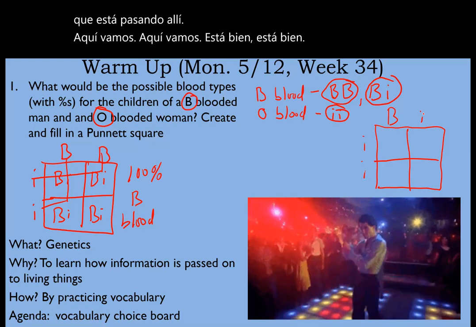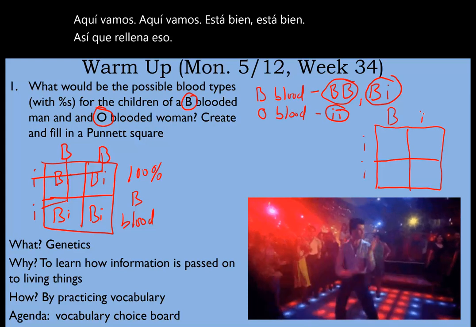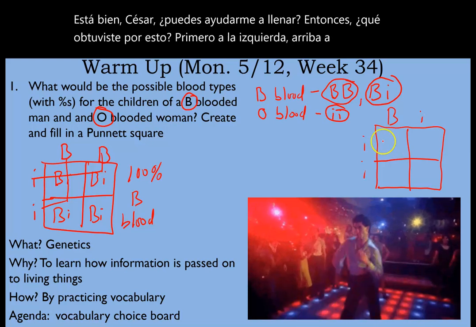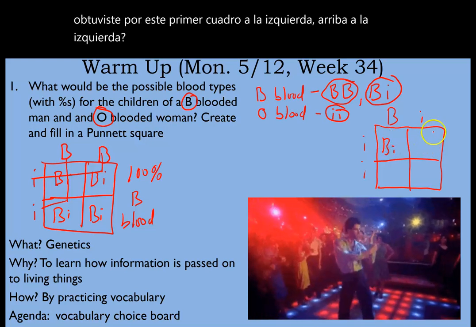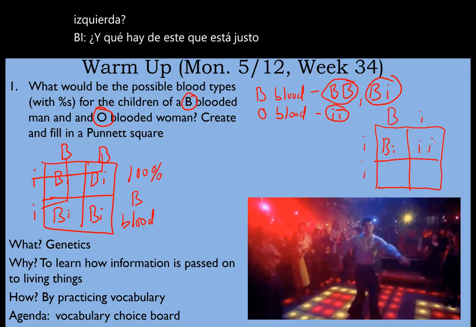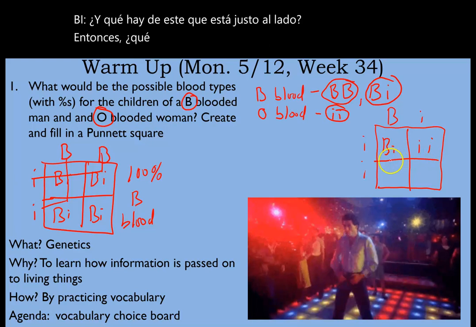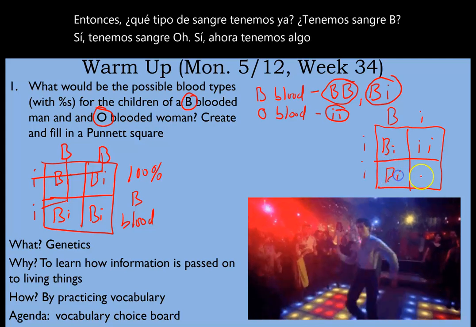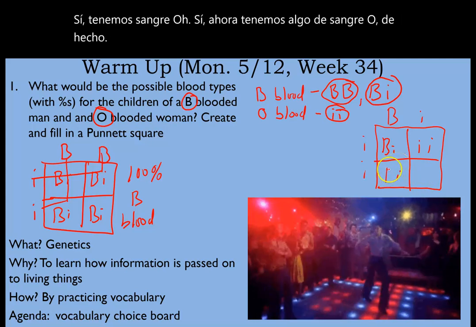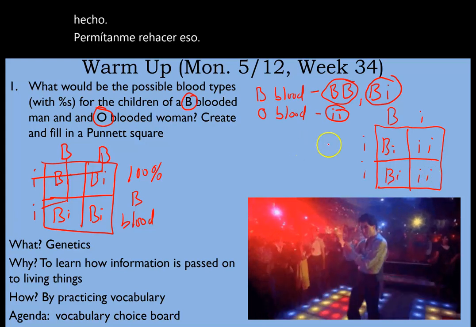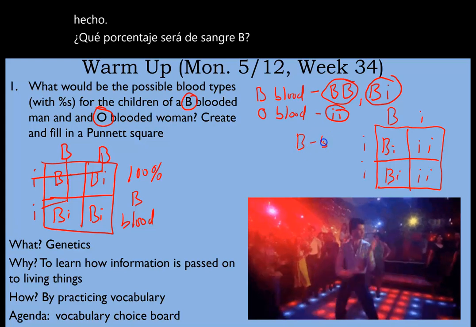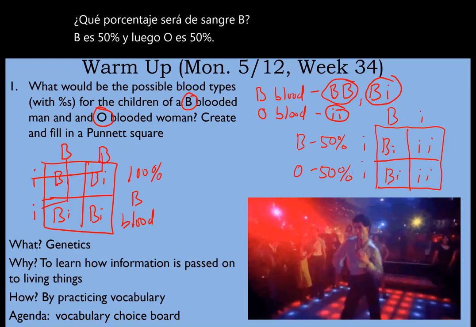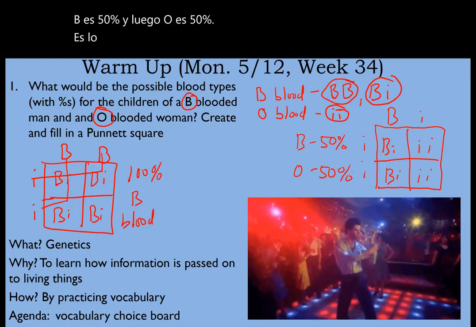Yeah, so fill that out. Oh, okay, Caesar, can you help me fill? So what did you get for this first top left box? BI. And what about this one right next to it? II. So, what kind of blood do we have already? Do we have B blood? Yes. We have O blood? Yes. Now we got some O blood. In fact, let me redo that. What percent will be B blood? B is 50%, and then O is 50%. It's the same basic problem that we did Friday.